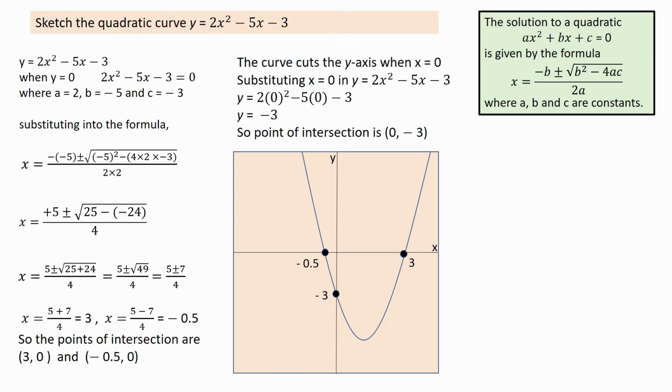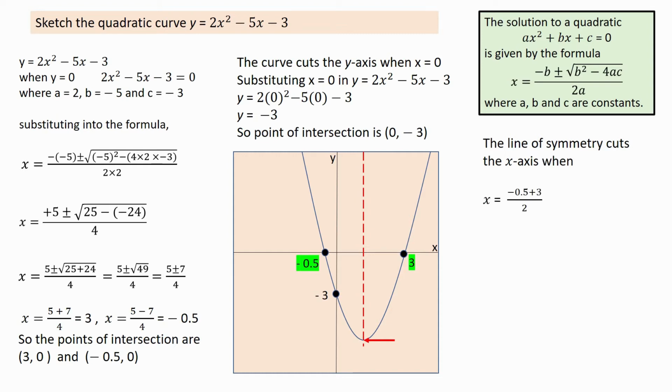This could be sufficient for a sketch, but you may want to find the turning point. All quadratic curves have a line of symmetry, which also indicates the turning point of the curve. The line of symmetry is midway between the points of intersection on the x-axis, that is, between negative 0.5 and 3. So adding these two values and dividing by 2 gives 1.25. So halfway is 1.25, giving the x-coordinate of the turning point as 1.25.